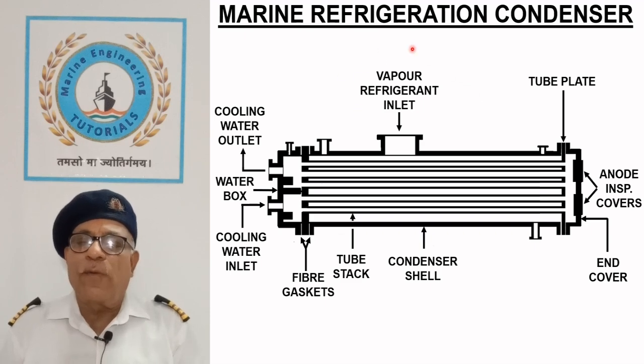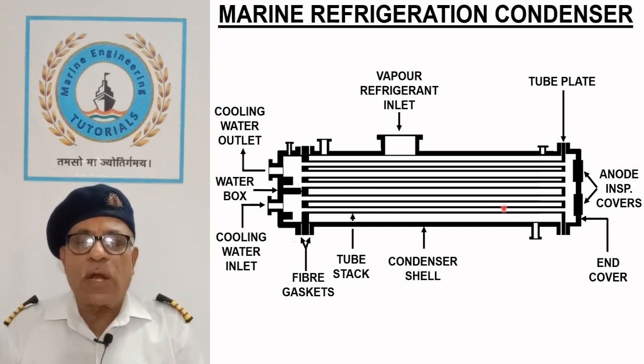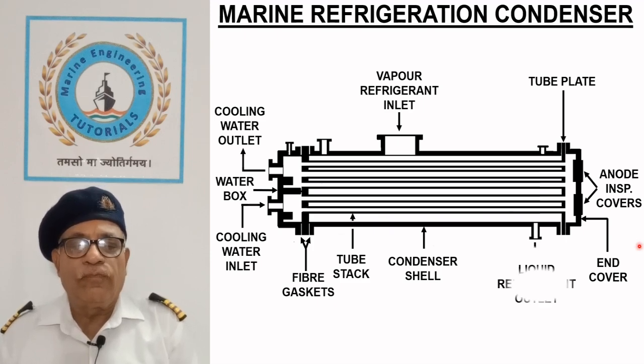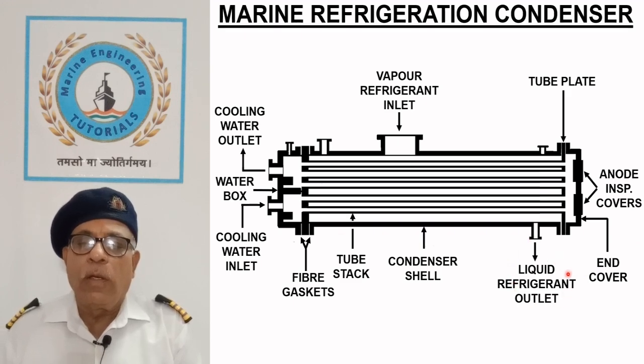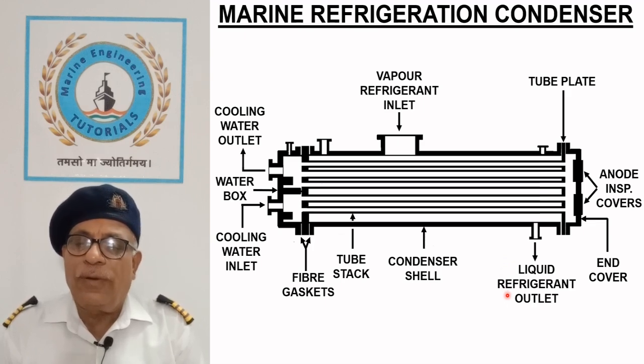Hot refrigerant from the compressor enters the shell through the top and surrounds the tube stack, gets condensed and is collected at the bottom. Liquid refrigerant leaves the condenser from the bottom connection. Large condensers are equipped with liquid outlet on both ends to provide continuous supply of liquid refrigerant during ship's rolling and pitching movement.